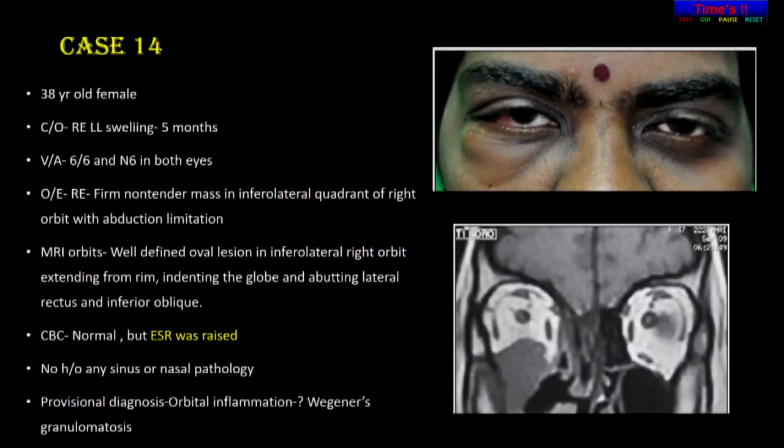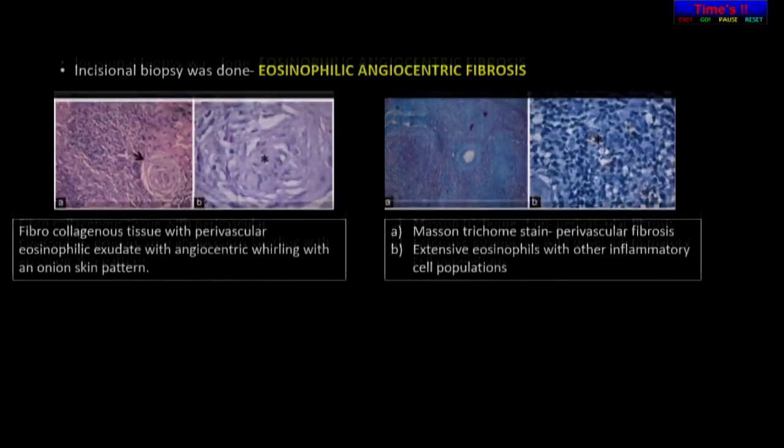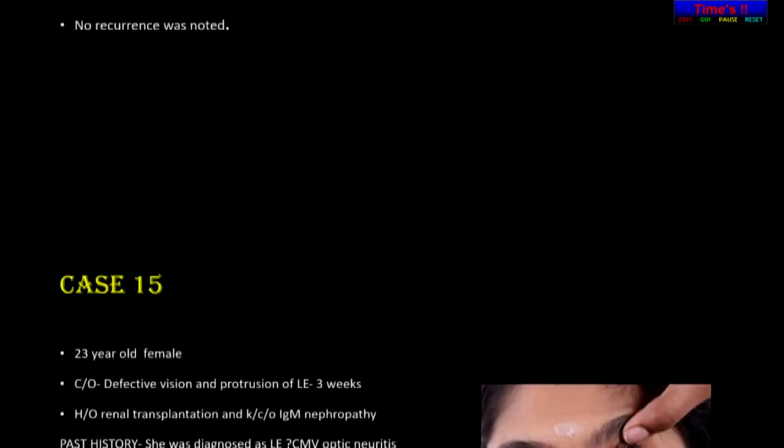Just one more slide. And this is a case of a 38-year-old lady who came with a right eye lower orbital mass. ESR was raised, and we thought it was an inflammation or a vasculitis, but biopsy showed eosinophilic angiocentric fibrosis, and the treatment for this is surgical debulking and oral prednisolone.